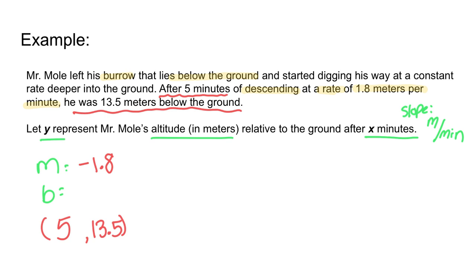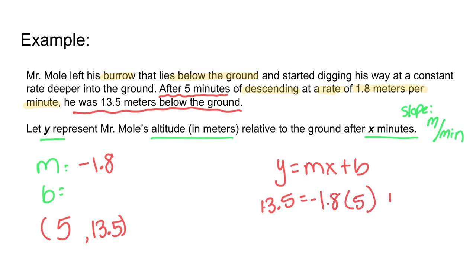And so I can solve for b just like we did in earlier problems where we knew a slope and a point, but we had to find the b value. And so we do that using y equals mx plus b. In place of y, I'll put 13.5. In place of m, I'll put negative 1.8. In place of x, I'll put 5. And I'm going to leave b.